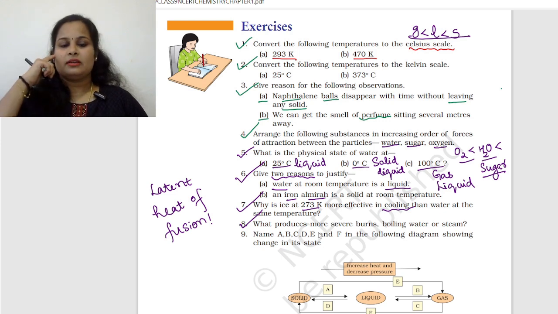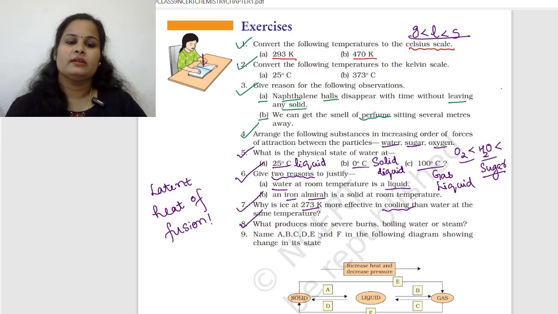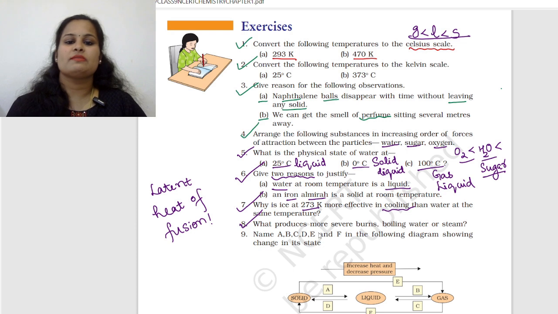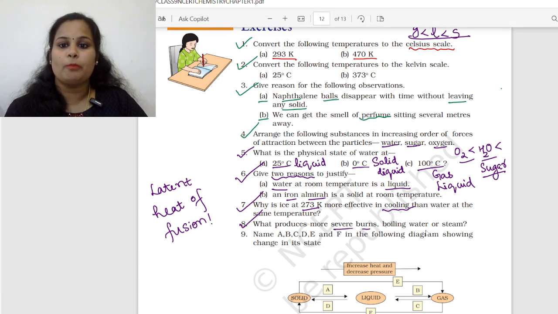ice is having more of that hidden heat in the form of latent heat of fusion, which is not present in the water. So we can say that ice at 273 Kelvin is more effective in cooling when we compare to that of the water at the same temperature. Similar way, 8th question, what produces more severe burn, boiling water or steam? The answer is steam.